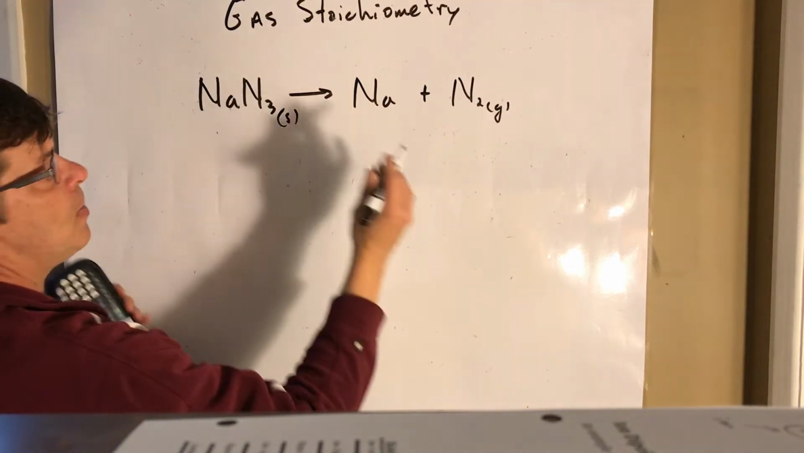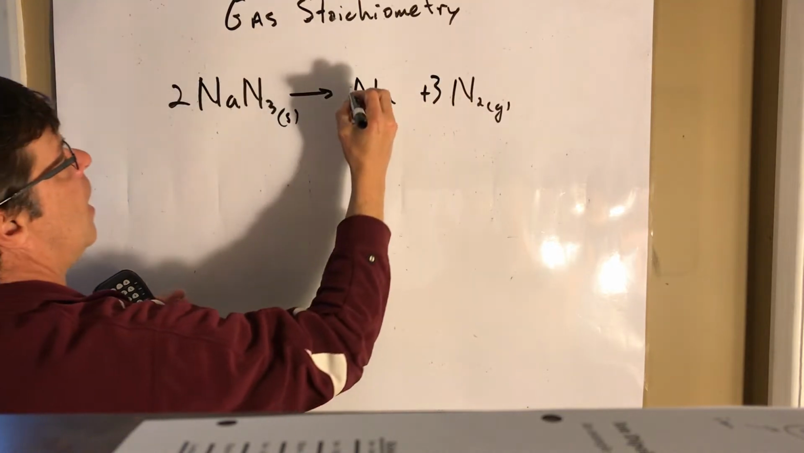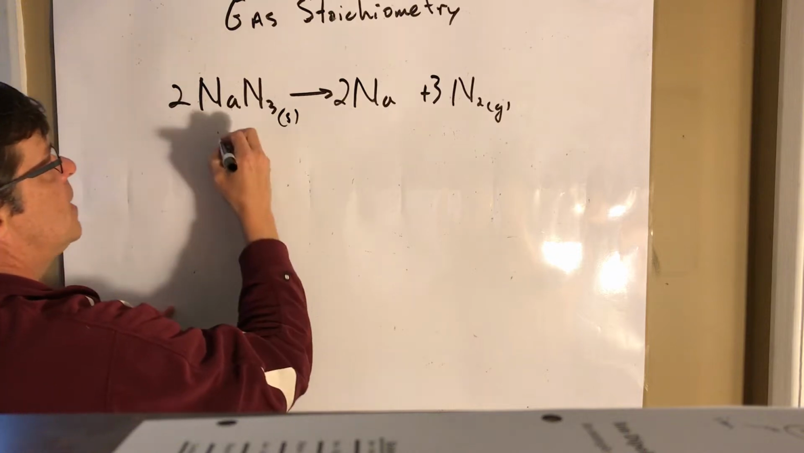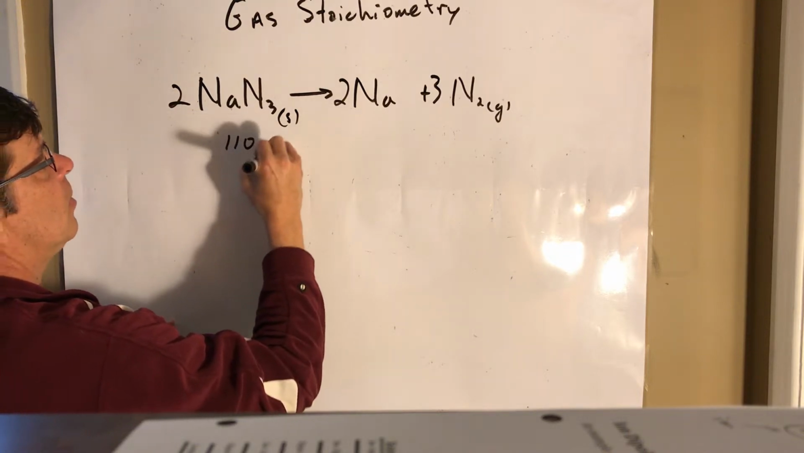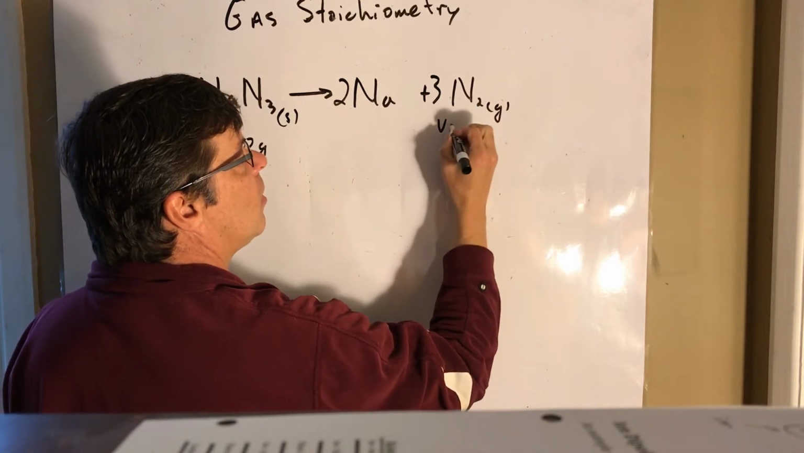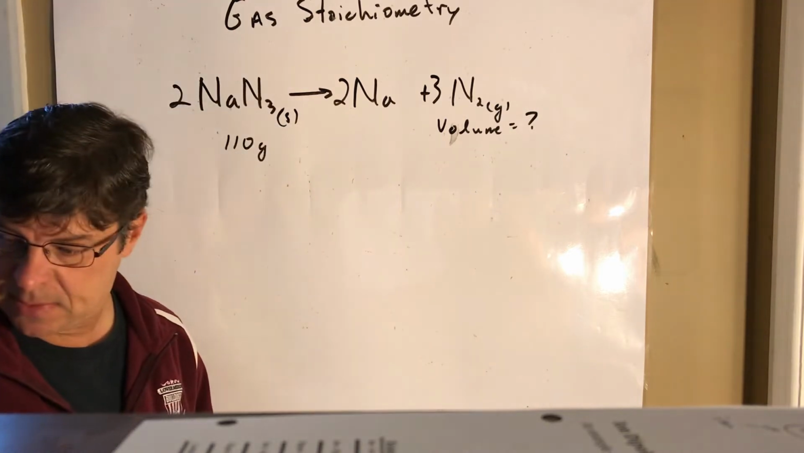Okay, so let's balance that. We got 3 and 2, so we can put a 3 in front of the nitrogen. And all right, so let's say we have like 110 grams of this, and we want to figure out what the volume of this gas is. What's the volume of that gas?